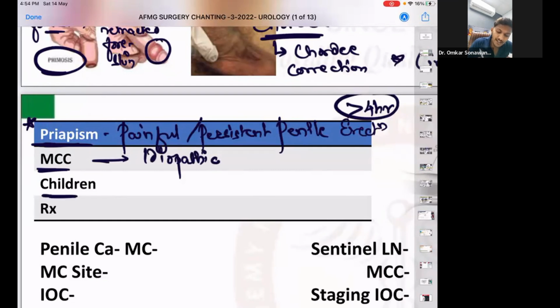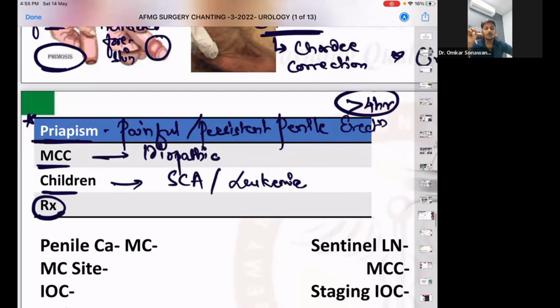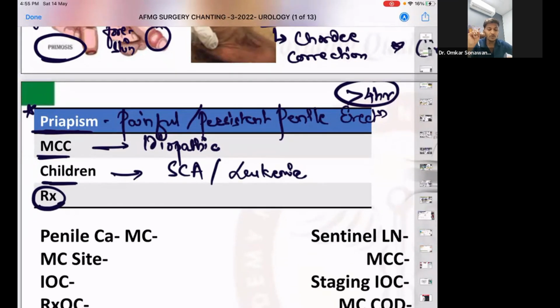Please remember, most common cause in children is definitely sickle cell anemia or leukemia. Most common cause overall is idiopathic. Most common cause in children is sickle cell anemia or leukemia. Whereas, what is the treatment?